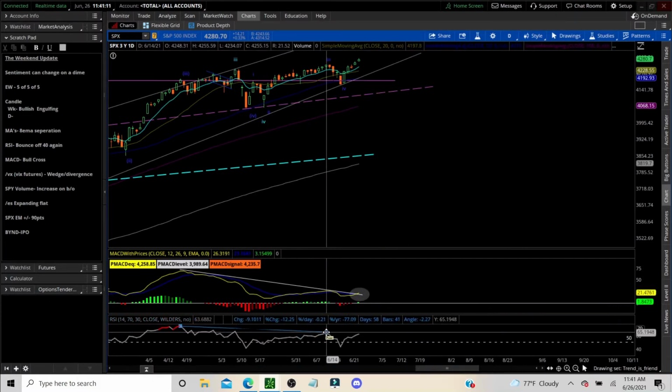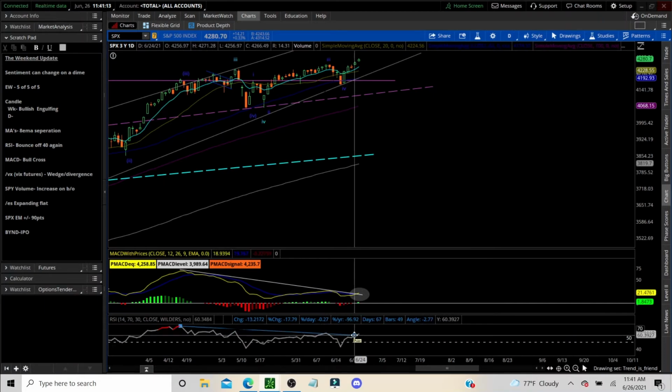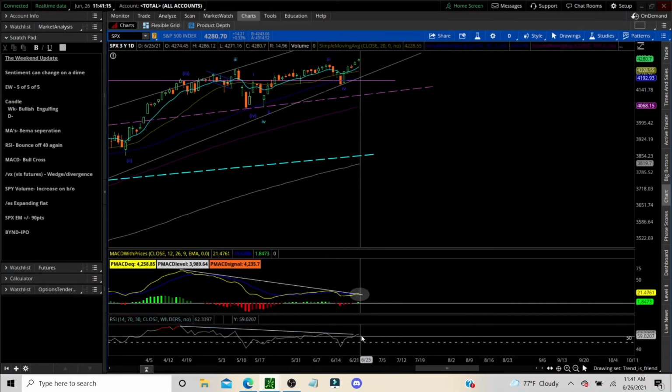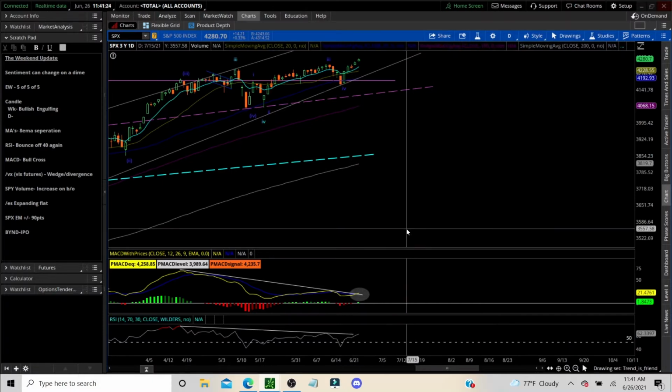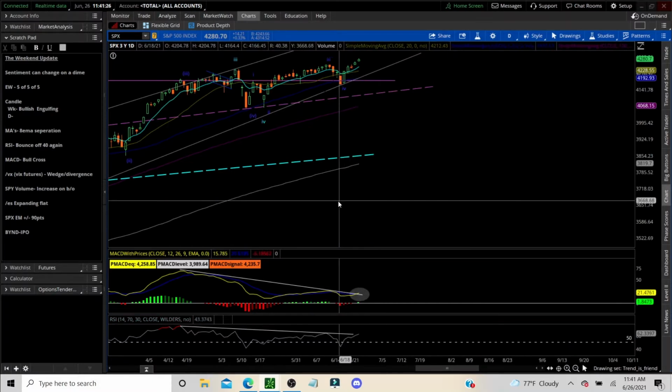RSI working the same way, extend this divergence down, but the trend line, it appears we're going to try to break through it. Bounced off of the 40, it keeps us in bullish territory. That's bullish price action. So we have to remain bullish until proven otherwise.